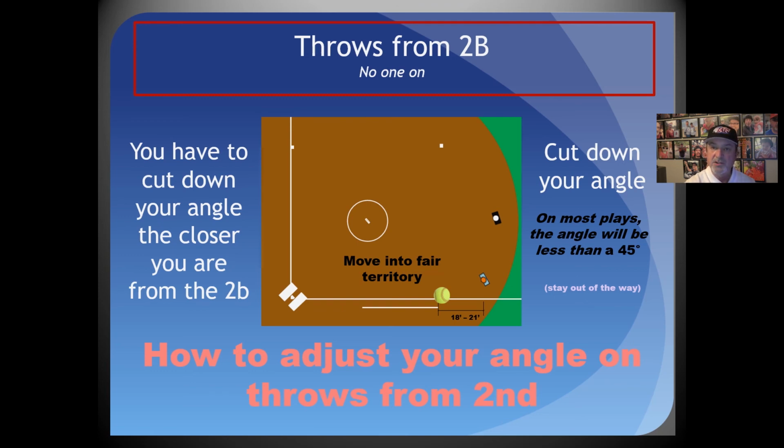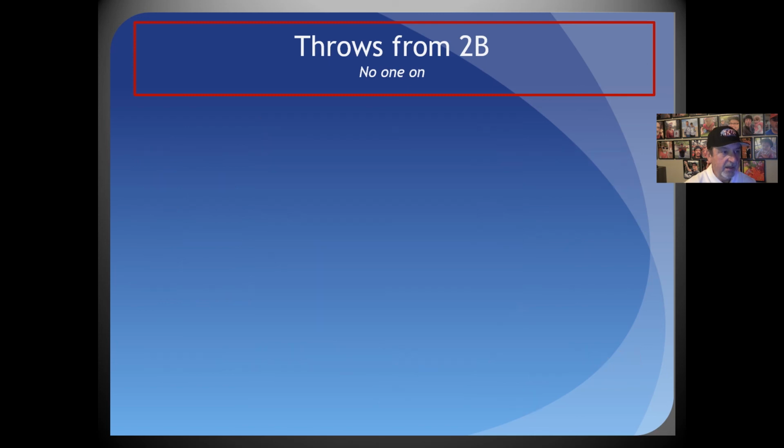But it's important to visualize that when that ball's hit to the second baseman, you're not going to get that 45. You're going to have to read and observe, not go too far into fair territory, and then make a nice call, making sure that you have all 4 key elements in front of you. But you're not going to get that 45 on most plays on a throw from the second baseman. Okay, so nobody on throws from second base.